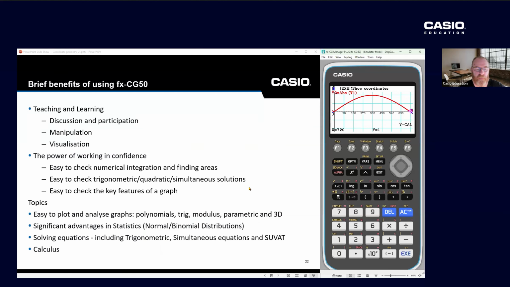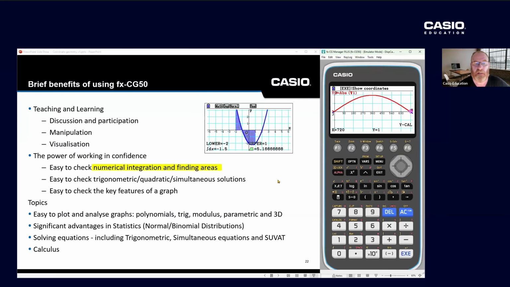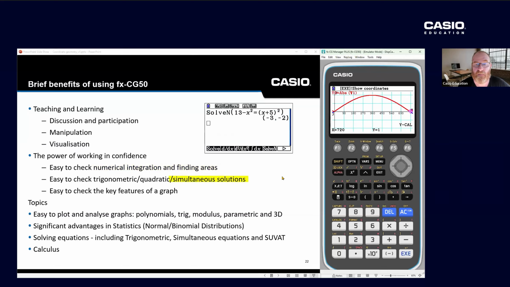Just briefly, sorry for overrunning, I'll only take 2 more minutes. Just a breakdown of how useful the handset is. Students can do their own investigations, but just to demonstrate, it's really good for numerical integration and finding areas. So the difference between the integrals and the areas can be shown quite nicely. Really good for simultaneous equations. So you can see solve n here is finding the intersection between a circle and a line. Or you could have graphed y squared, for example, to find out the values of x for the intersections.